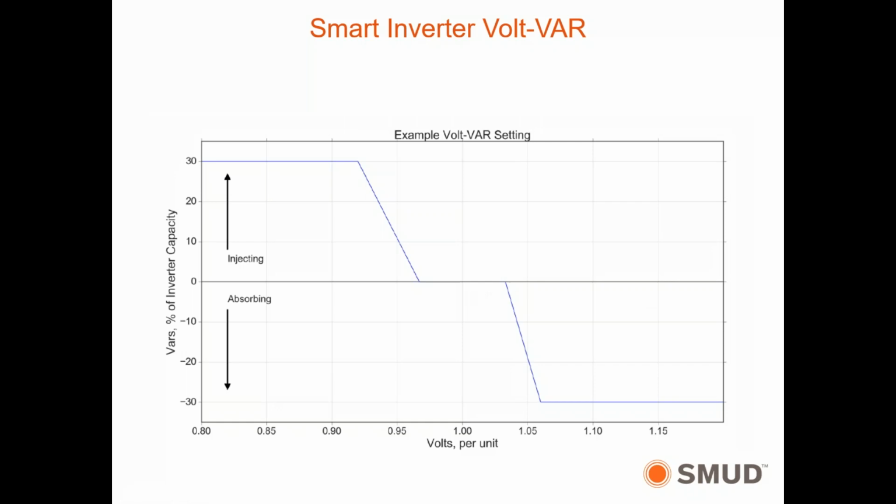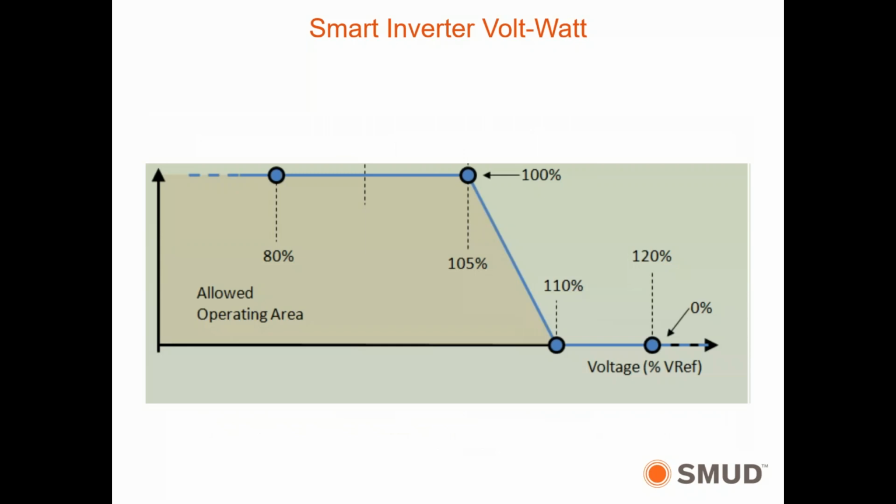Some of the other utilities in California are investigating whether or not this could also be used to deal with deficiencies on the utility, but that's not really our focus at SMUD. We tend to build fatter wire, shorter feeders, and have very good voltage regulation, so we're not really looking to have the inverters solve our problems.